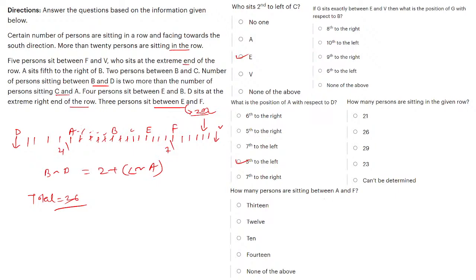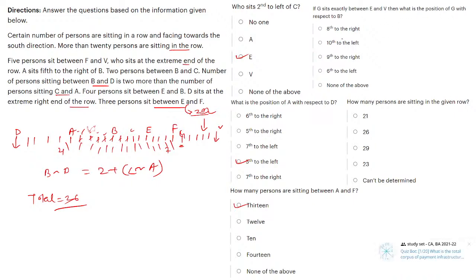That means 1, 2, 3, 4, 5, 6, 7, 8, 9, 10, 11, 12, 13. 13 persons between A and F. If G sits exactly between E and V, that means 1, 2, 3, 4. If we take this as the mid position, just count it from the reverse side. 1, 2, 3, 4, right? So, this is the mid position where G can be placed.